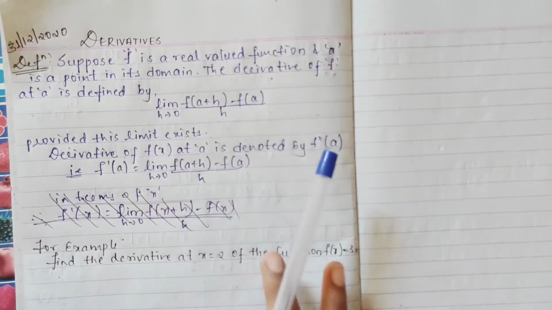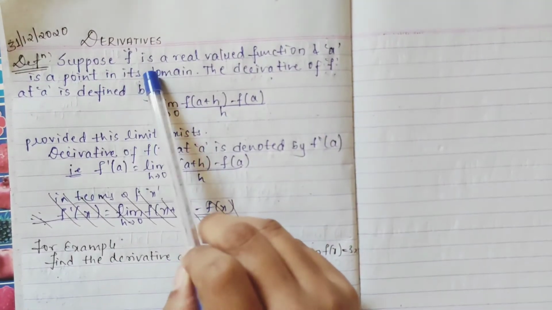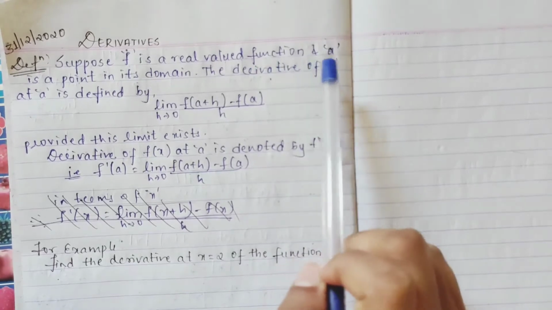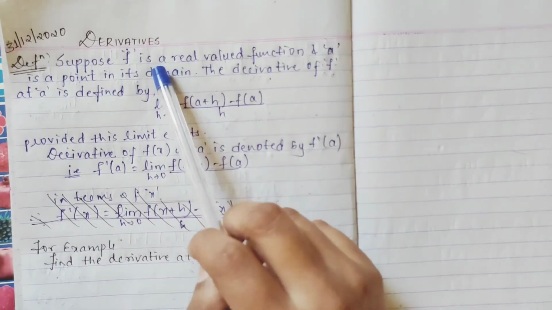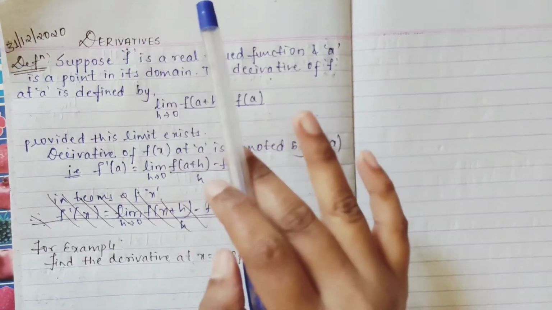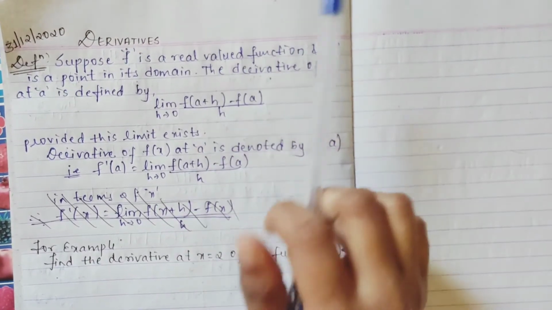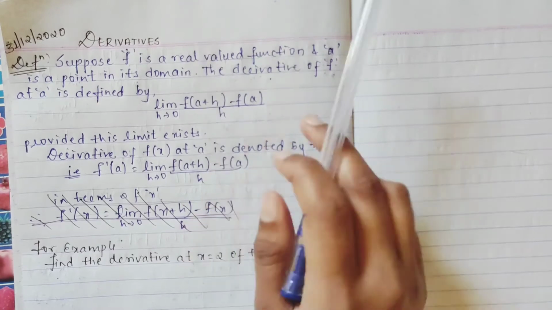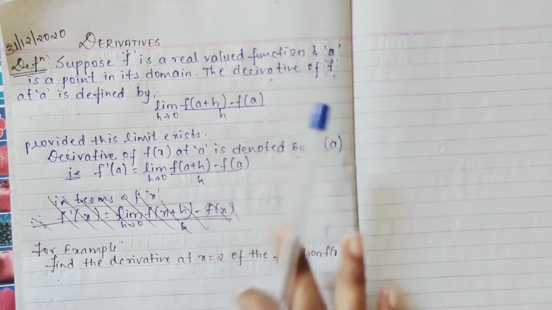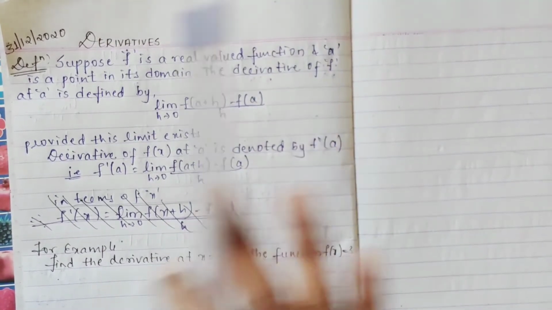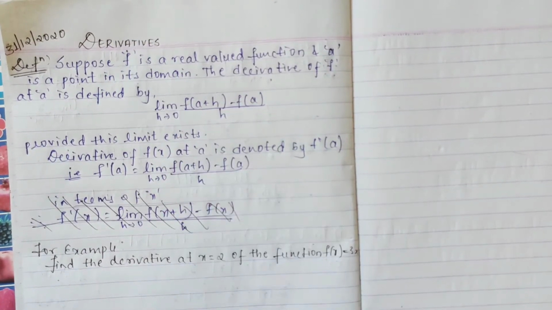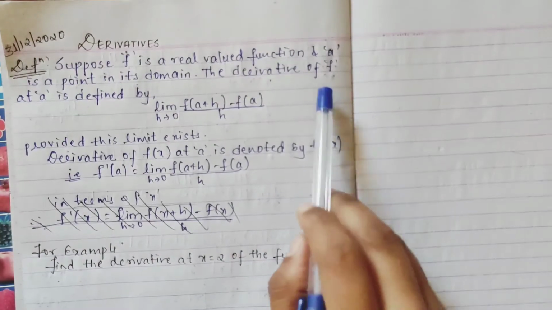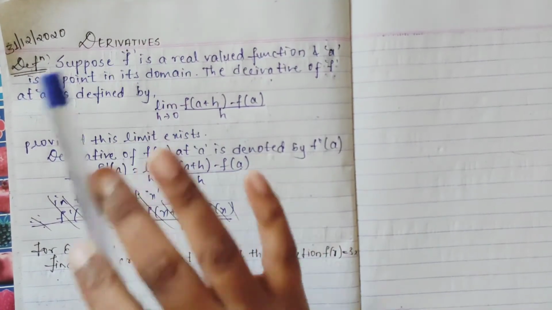So, I have the definition. Suppose f is a real valued function and a is a point in its domain. Okay, f be a real valued function. Real valued function means it should be only real numbers. Real numbers includes everything, whole numbers, decimals, roots, negatives, except your composite numbers. So, real valued function means f should have only real numbers. Okay, and a be any point in its domain.